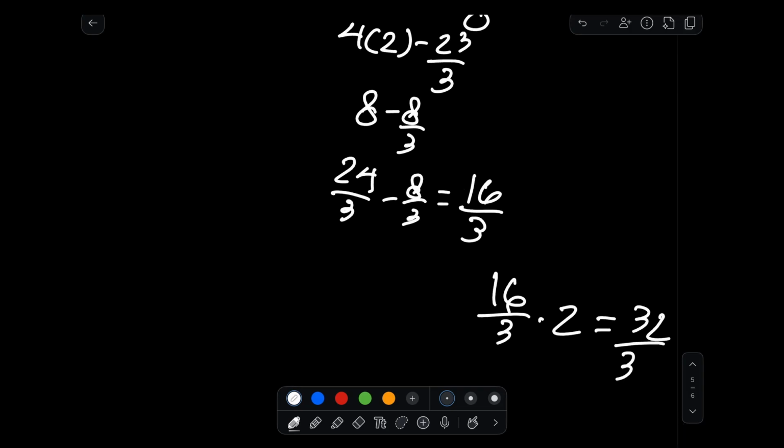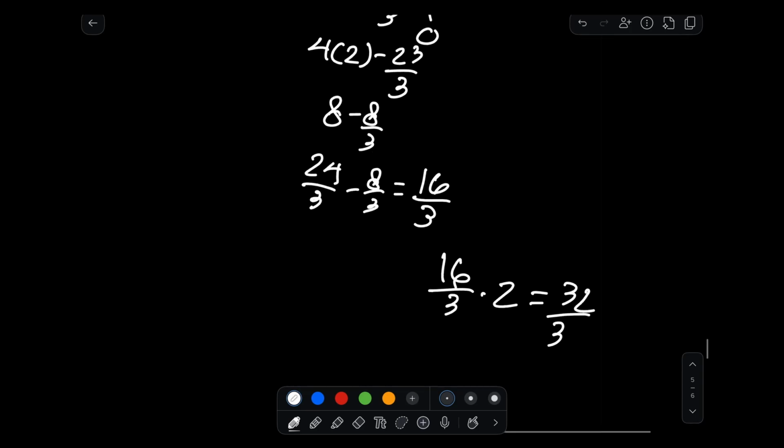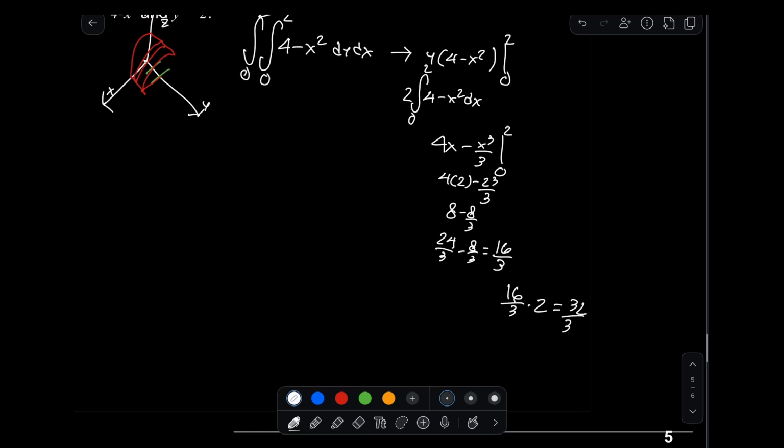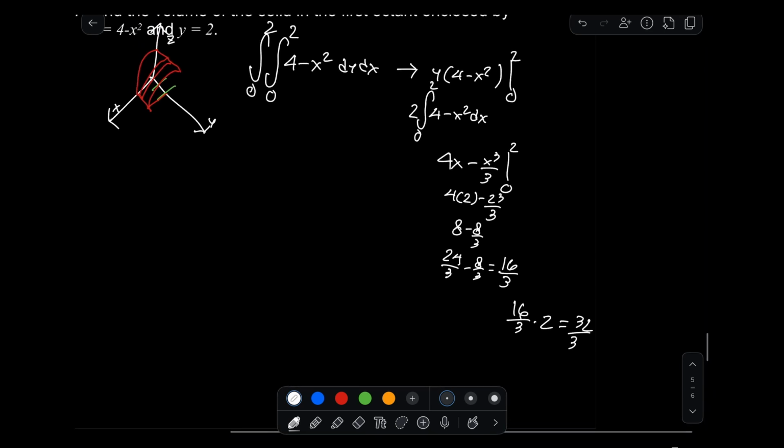And just to double check my notes from A4, I also got 32 over 3. And that is pretty much it, covering over double integration in rectangular regions.